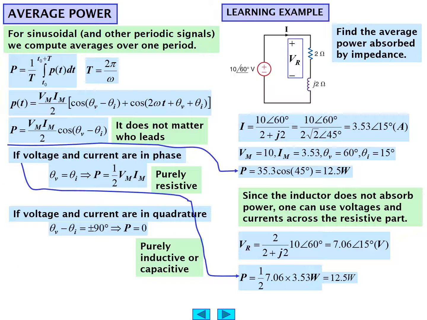Therefore, the power, if the voltage and current are in phase across that particular element, is 1/2, in this case, V_R, not V_m, but V_R, times 3.53, which is I_m. And we get exactly the same answer, which certainly verifies that the resistive element is in fact consuming the average power, because the purely inductive component does not consume power.